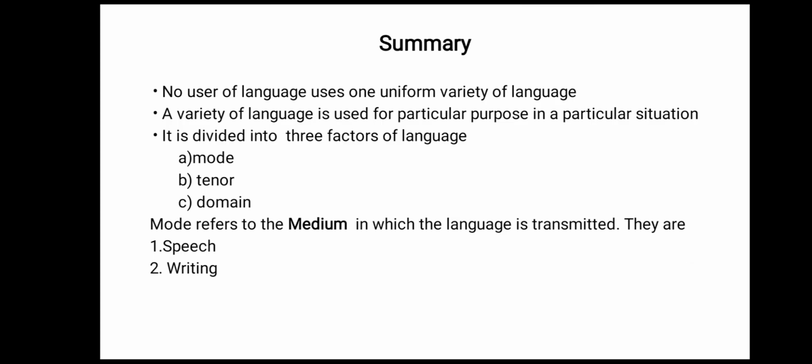Let us see what we had discussed till now. No user of language uses one uniform variety of language, and a variety of language is used for a particular purpose in a particular situation. It is divided into three factors of language, that is mode, tenor and domain. Mode refers to the medium in which language is transmitted, and they are speech and writing.